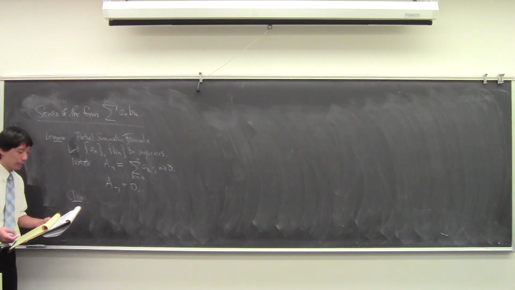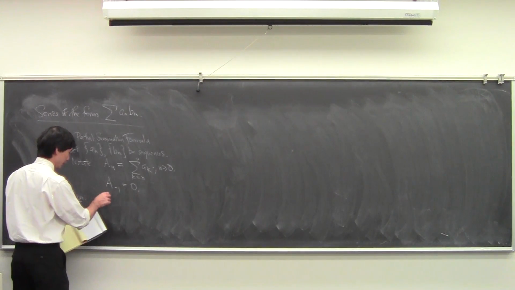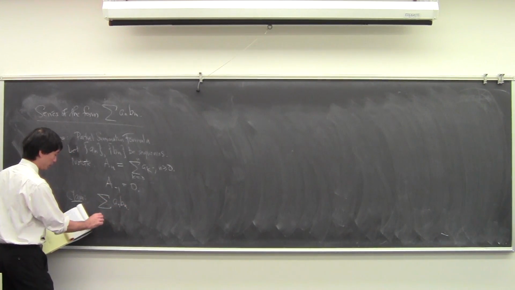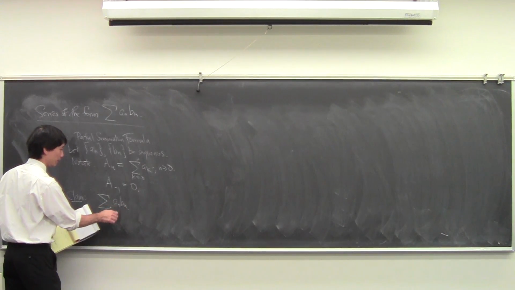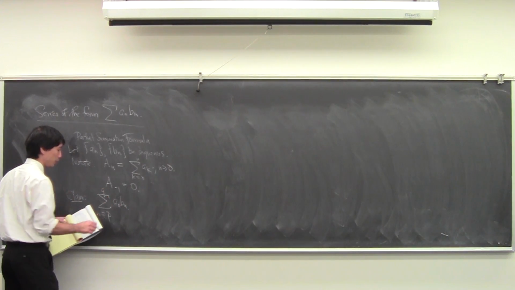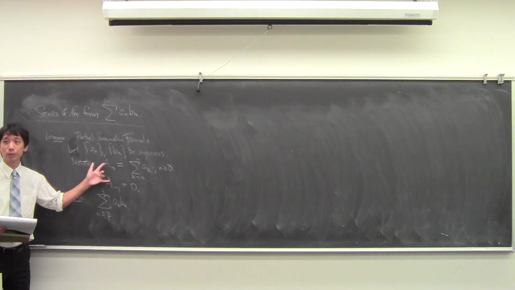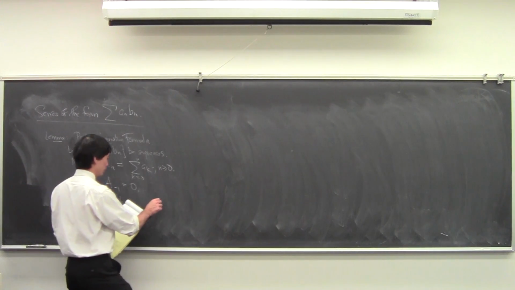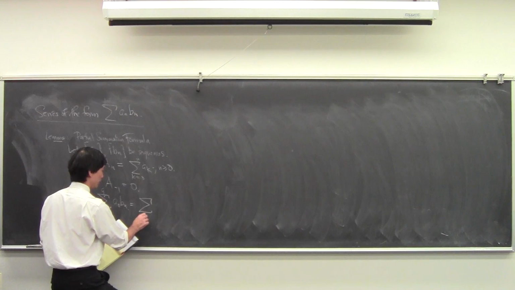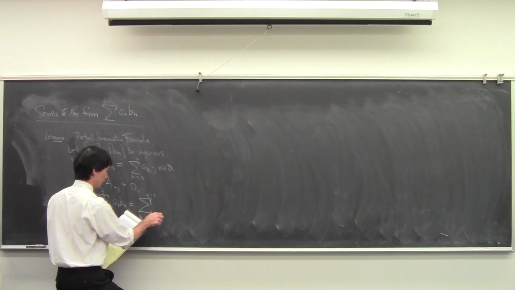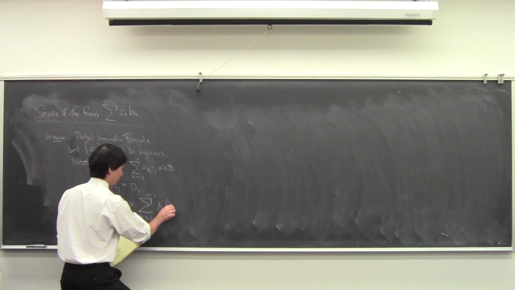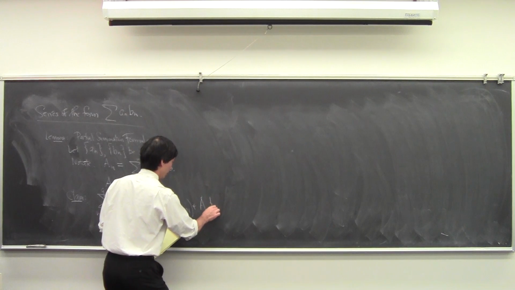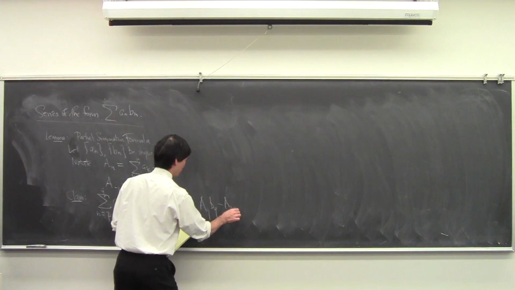here's a claim, and this claim is not at all spectacular. It's just convenient. The sum of A sub n, B sub n from n equals p to q can be expressed in terms of these partial sums of A. It equals the summation from n equals p to q minus 1 of capital A sub n times B sub n minus B sub n plus 1, plus capital A sub q B sub q minus capital A sub p minus 1 B sub p.